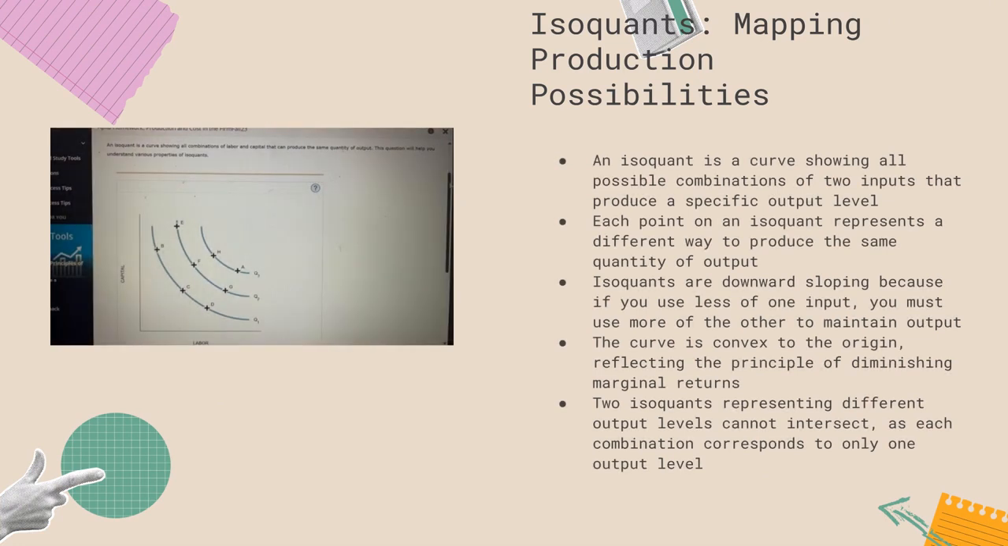Isoquants map a firm's production possibilities. An isoquant is a curve showing all input combinations that produce a specific output level. They are downward sloping and convex to the origin, reflecting diminishing marginal returns.